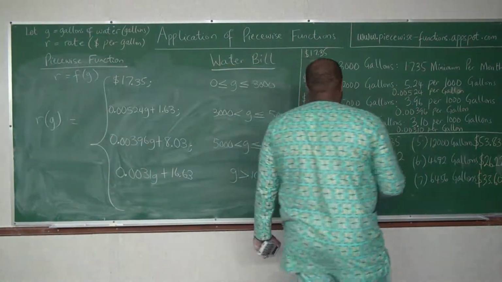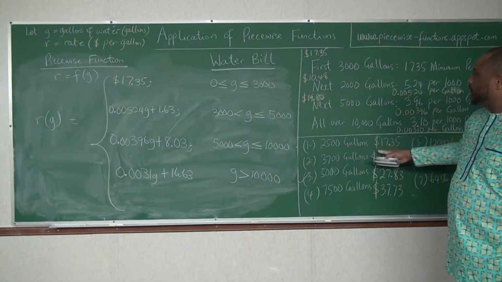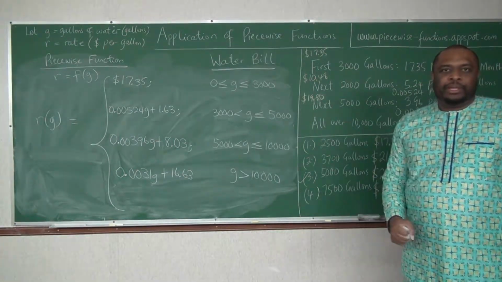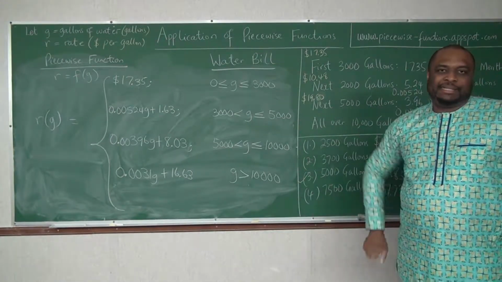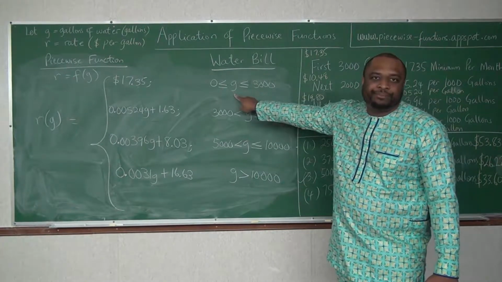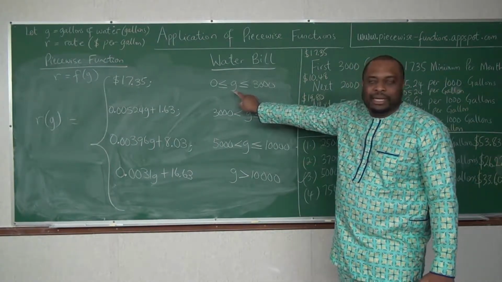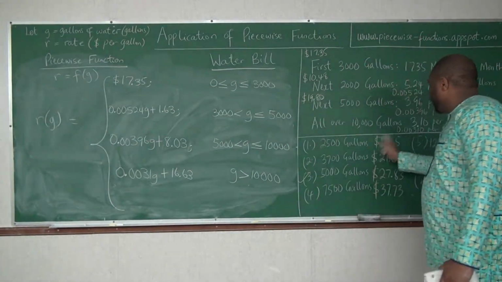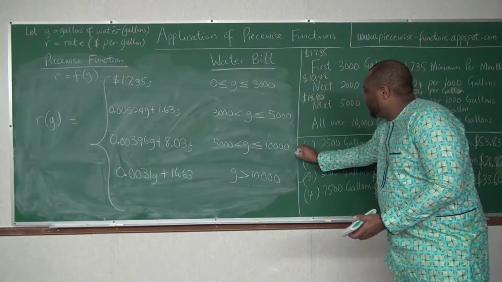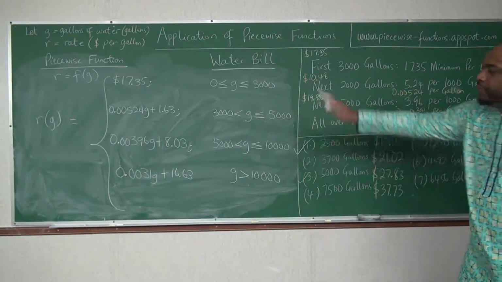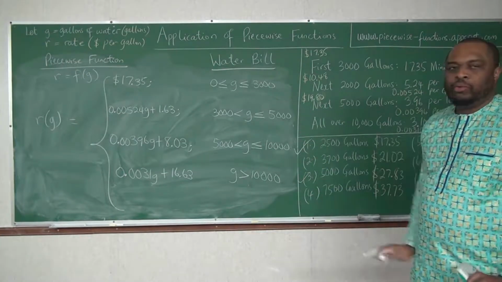So we come here, 2,500 gallons. You ask, what piece does it fall in? Is it here or here or here or here? And you see it's here. So 2,500 gallons falls in this piece. That is $17.35. So thank God this one works. You just substitute it right away because we've done the whole work.